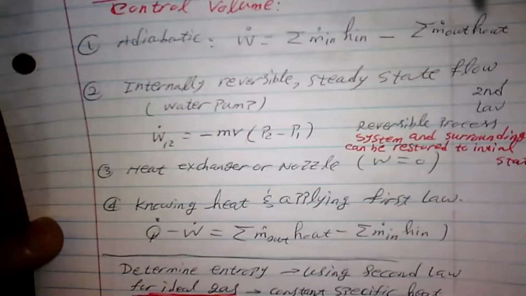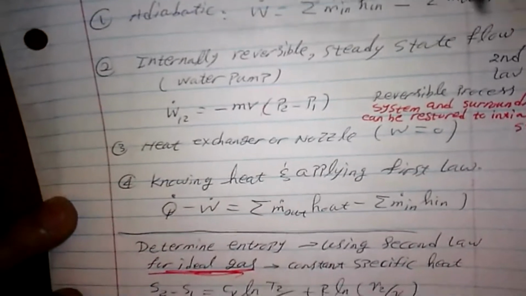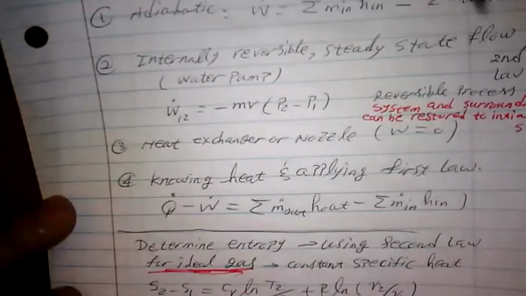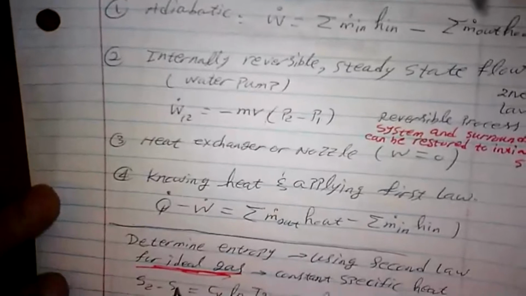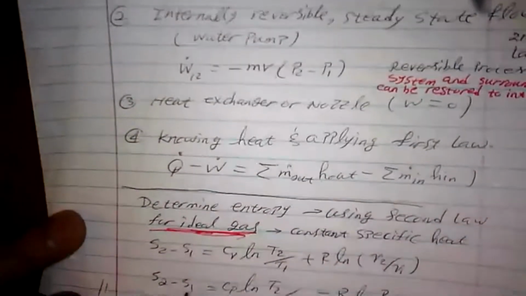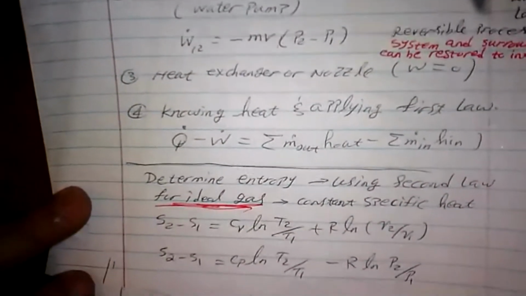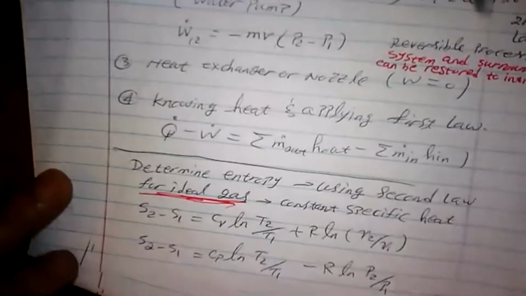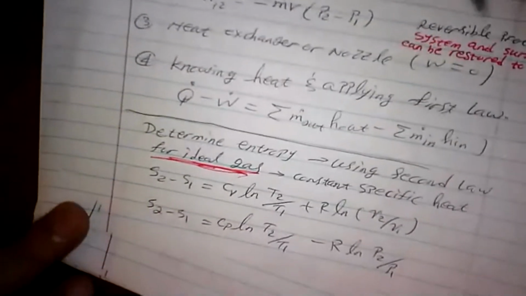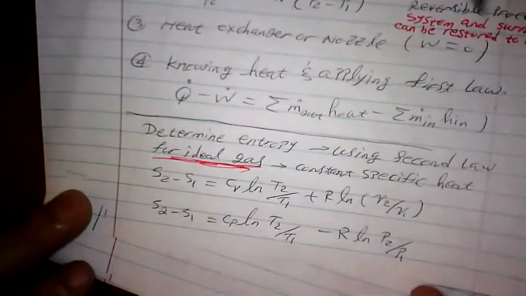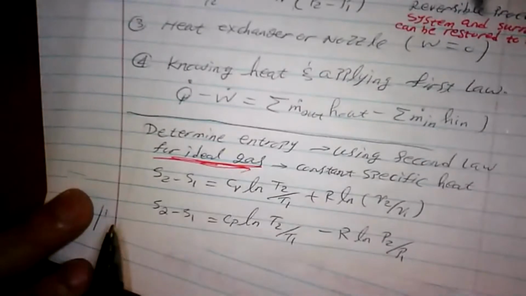Heat exchangers or nozzle, work is 0. Knowing heat and applying the first law, that's the formula we use. And then to determine entropy, we use the second law. Okay, this is where I wanted to get into. You will have a homework problem where you will be using this formula here for ideal gas.